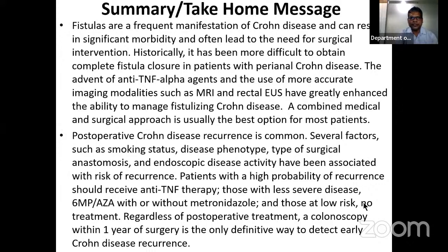Patients with a high probability of recurrence should receive anti-TNF therapy. Those with less severe disease, azathioprine with or without metronidazole, and those at low risk, no medical treatment. Regardless of post-operative treatment, a colonoscopy within 1 year of surgery is the only definitive way to detect early Crohn's disease recurrence.